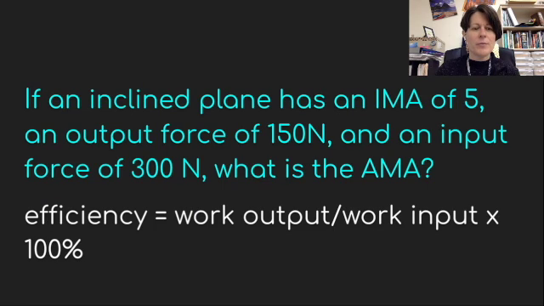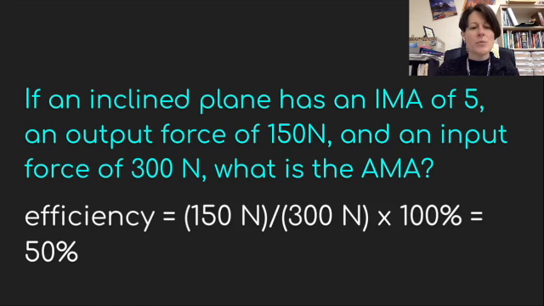Another type of problem we might see is if an inclined plane has an IMA of 5, an output force of 150 newtons, and an input force of 300 newtons, what is the AMA? So efficiency, remember, is equal to work output divided by work input times 100%. So when we plug in the numbers, 150 divided by 300 and multiply that by 100, we get 50%. So it's only 50% efficient.